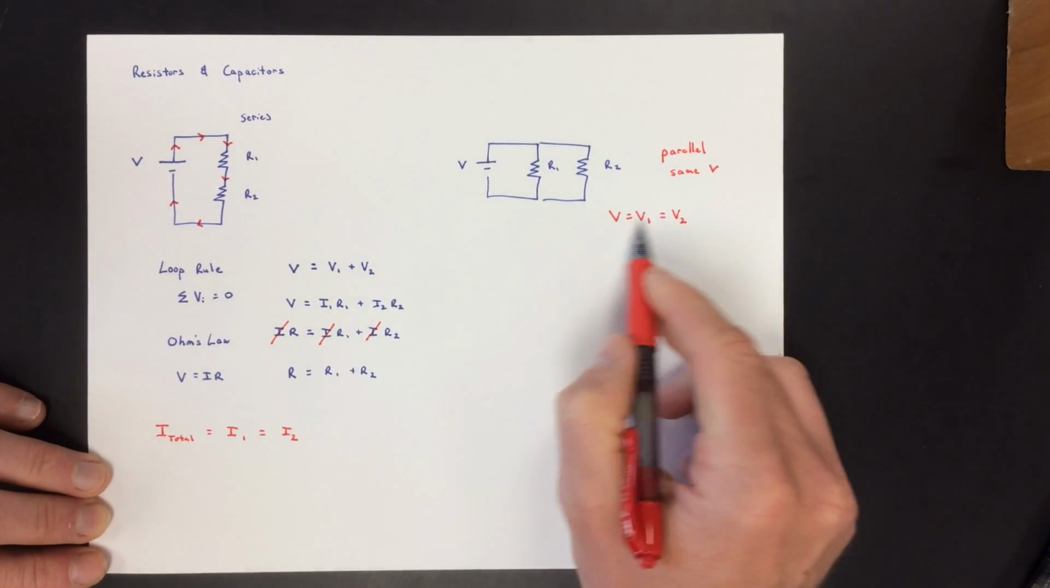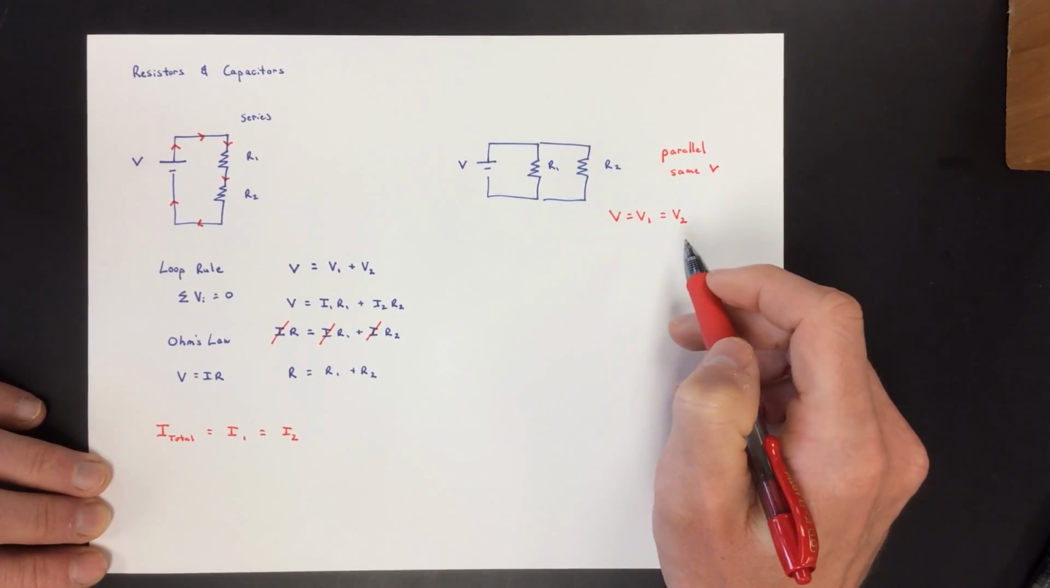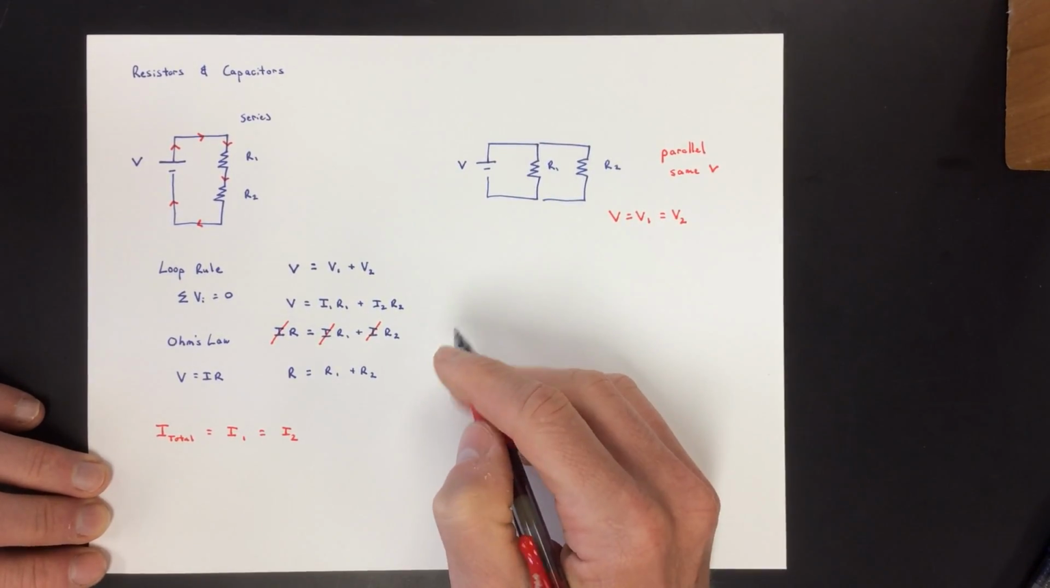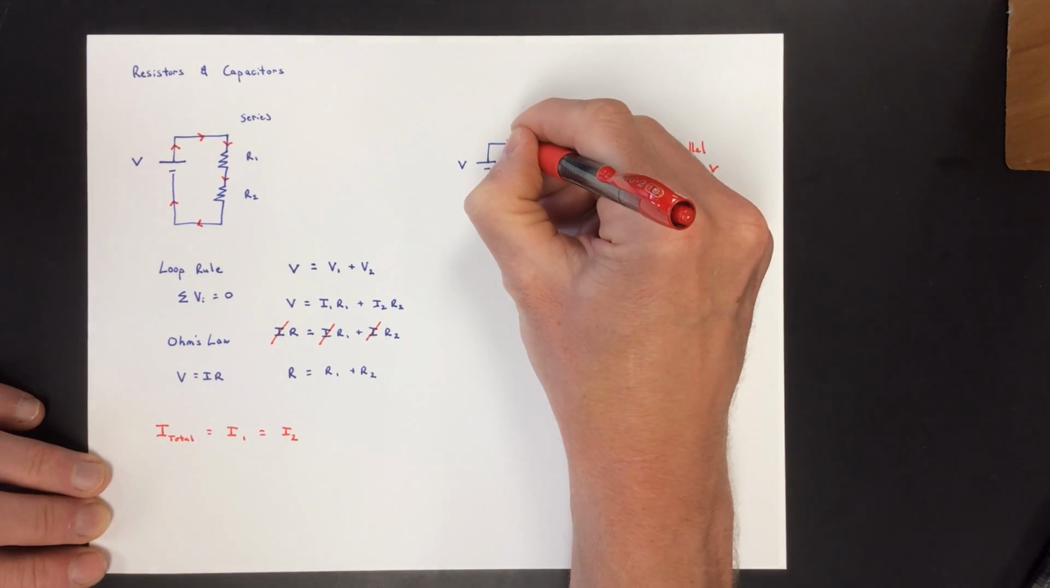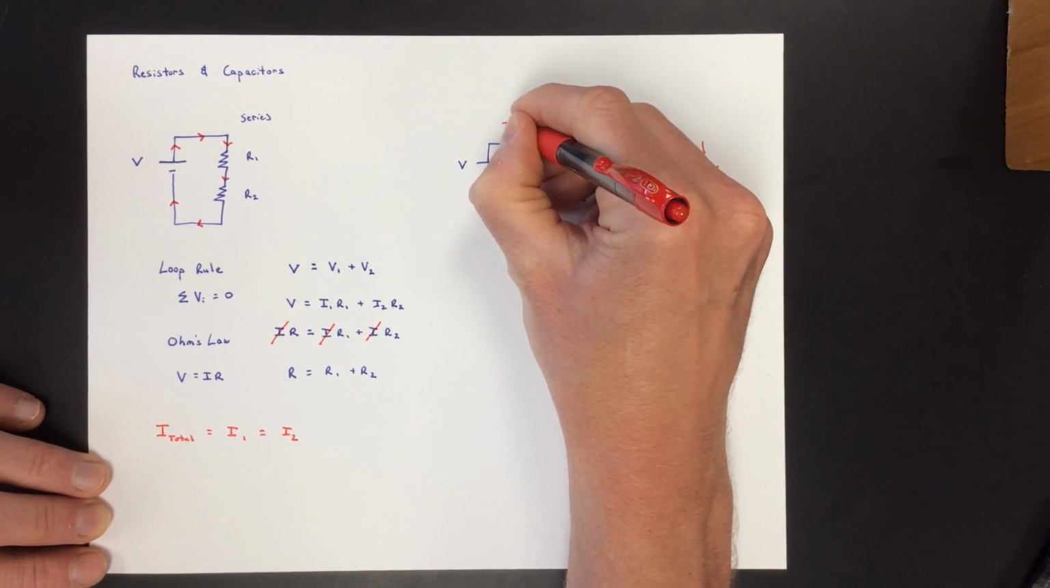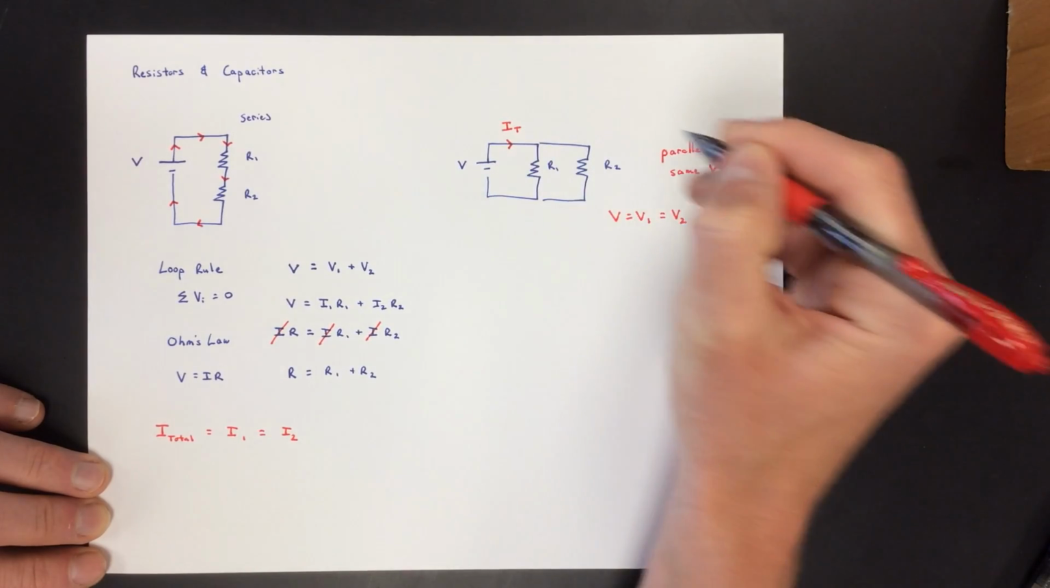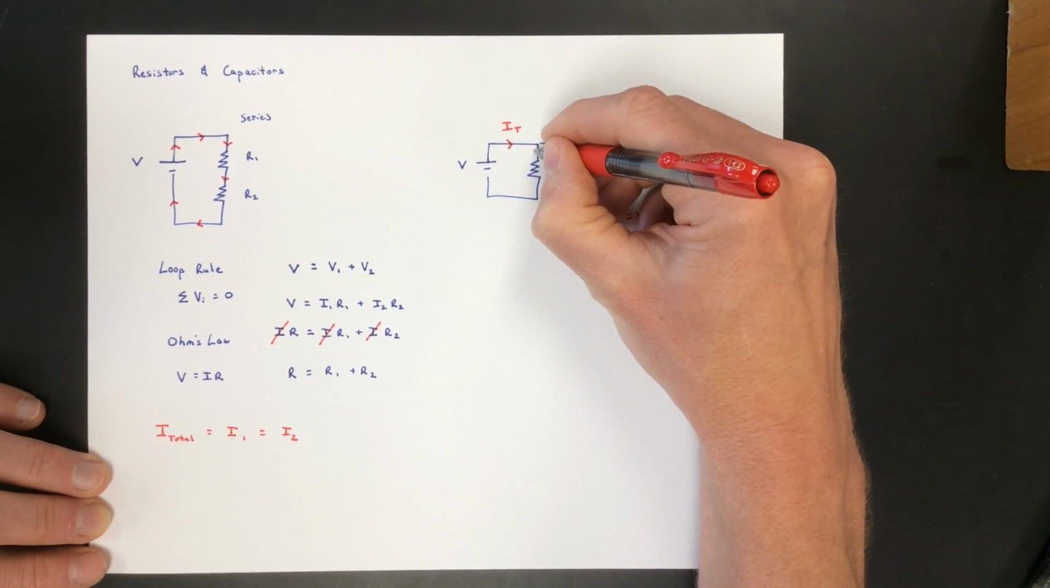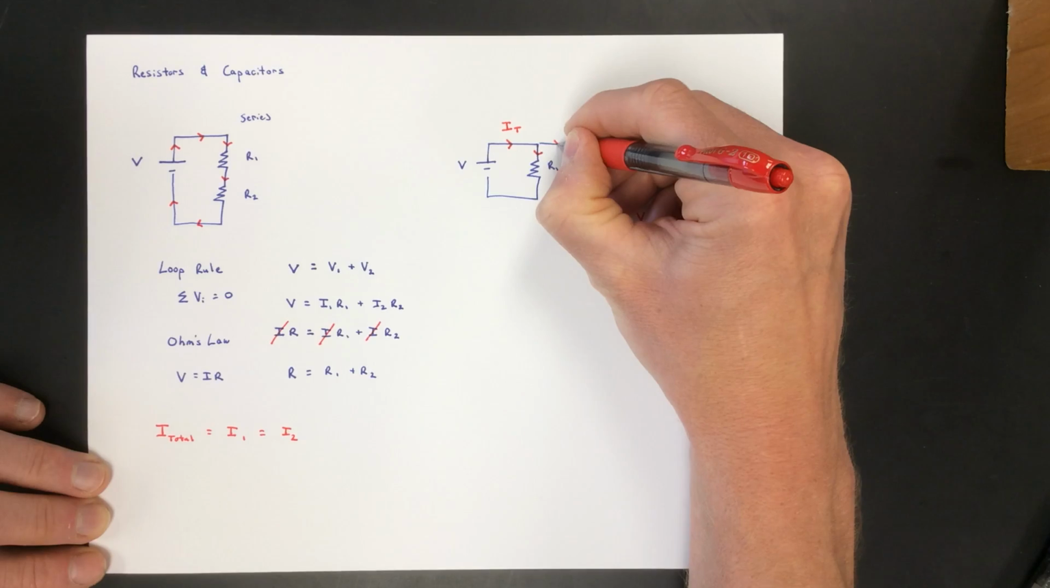Okay? So this is something we need to know, and again, that's true for all parallel things. Now let's look at the current. So the total current goes this way. But what does it do? Well, some of the current goes that way, and some of the current goes that way.